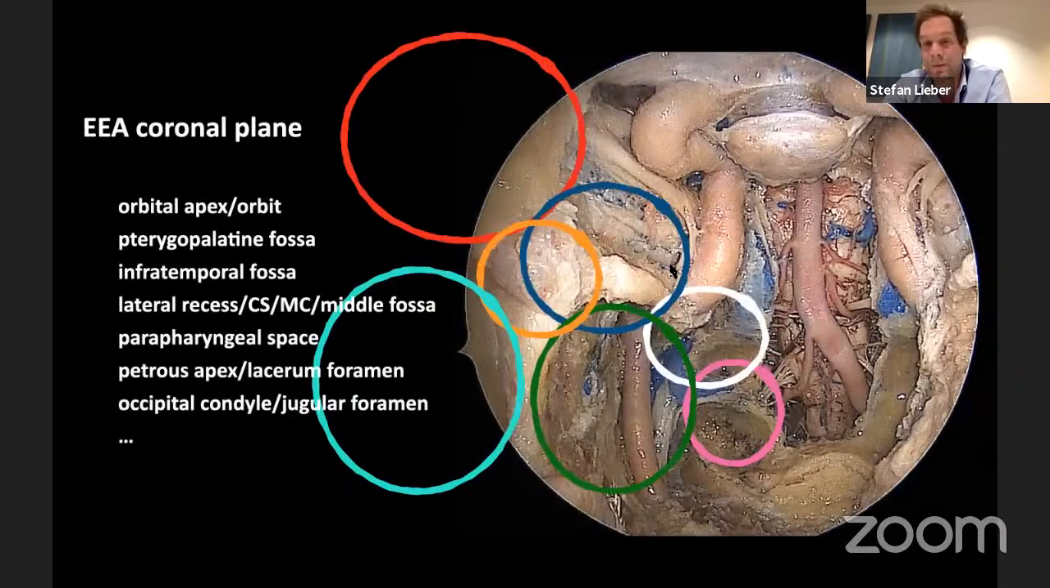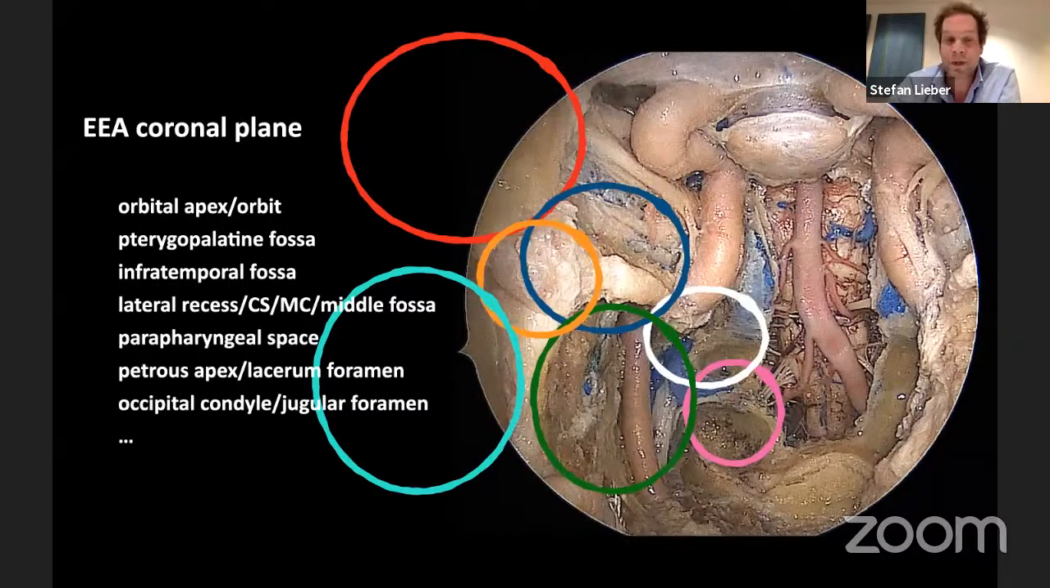This is just an overview, and of these modules, I will just be covering a bit of the transpterygoid approach, a bit of the midline structures of the endoscopic perspective of the cavernous sinus, and if we have some time left, maybe a bit of pterygopalatine fossa and the foramen lacerum, because these are the key structures that need to be controlled and mobilized in order to access the coronal plane.